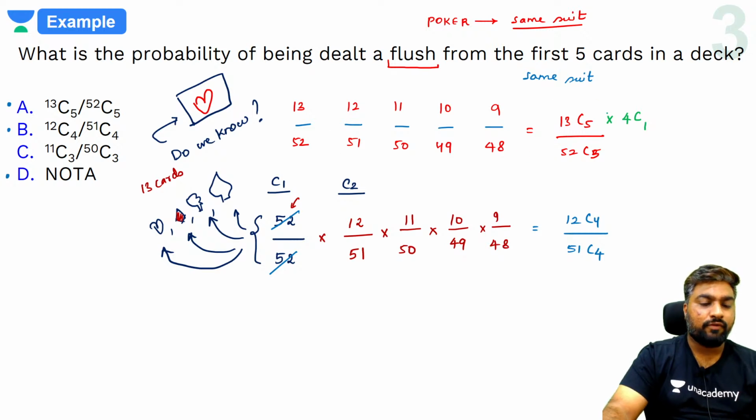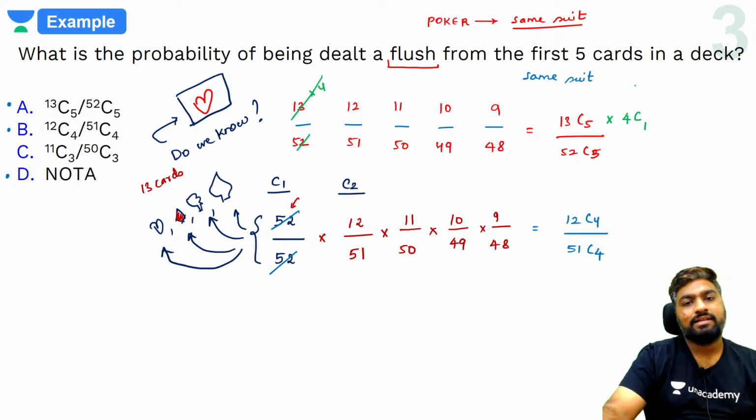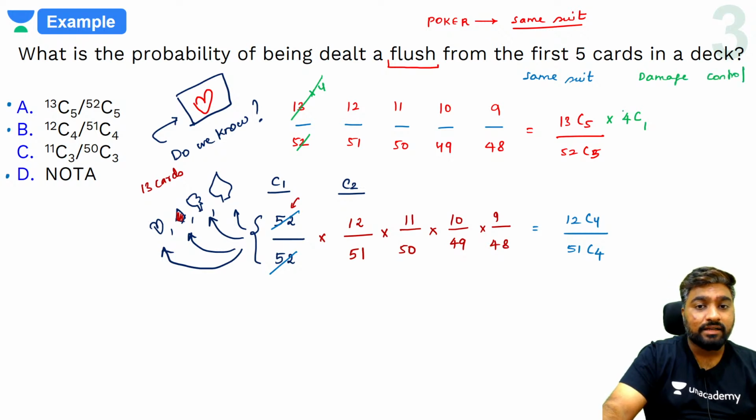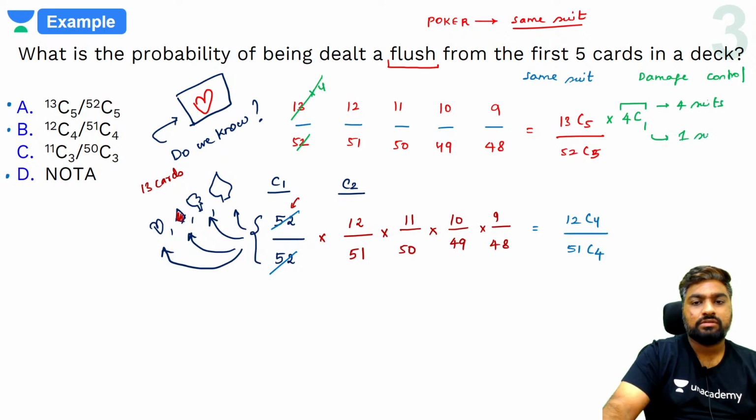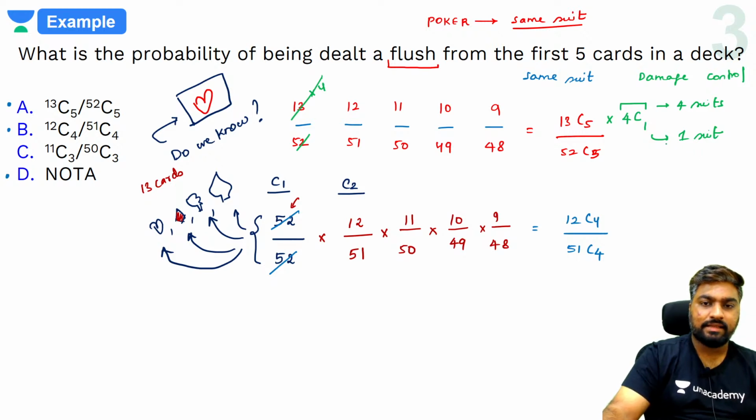52 cancel हो जाएगा. 4c1 is 4. 13 into 4 will become 52. 52 cancel हो जाएगा. You have done something called damage control. Why 4c1? Because out of 4 suits, you have to select one suit. Cool? Do you guys understand this? This is called damage control, okay?